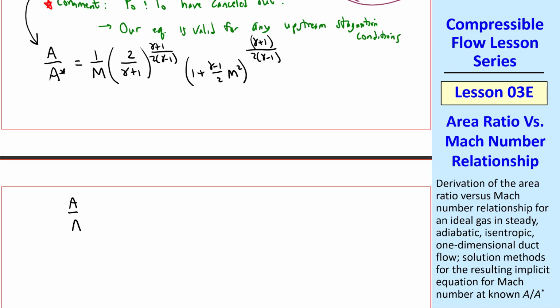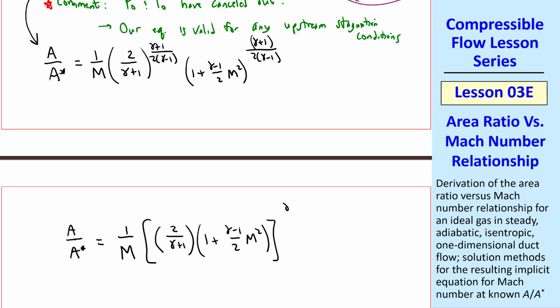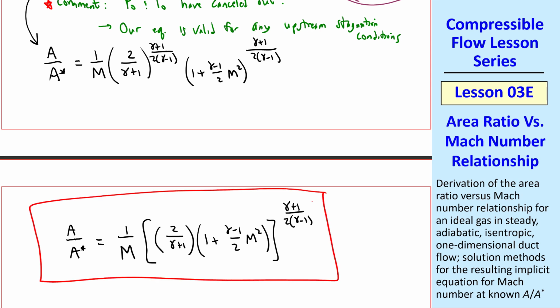And our final equation is thus A over A star is 1 over Mach number, quantity 2 over gamma plus 1, 1 plus gamma minus 1 over 2 M squared, closed quantity. The exponent is gamma plus 1 over 2 gamma minus 1, but we don't need these parentheses up here. This is our final equation. I'll put lots of stars around it, and I'll call it equation 1.